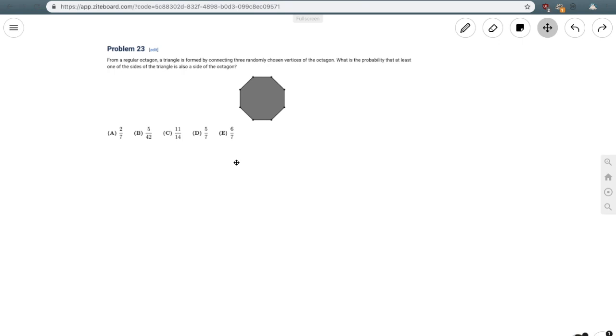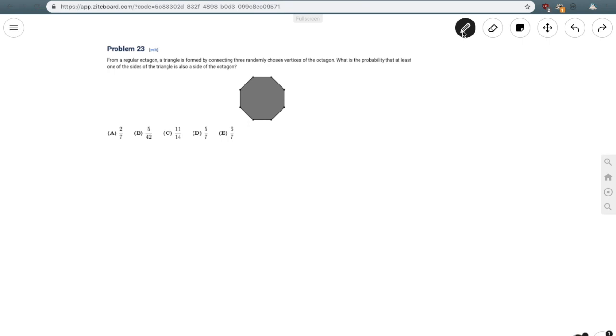The problem is: from a regular octagon, a triangle is formed by connecting three randomly chosen vertices of the octagon. What is the probability that at least one of the sides of the triangle is also a side of the octagon?